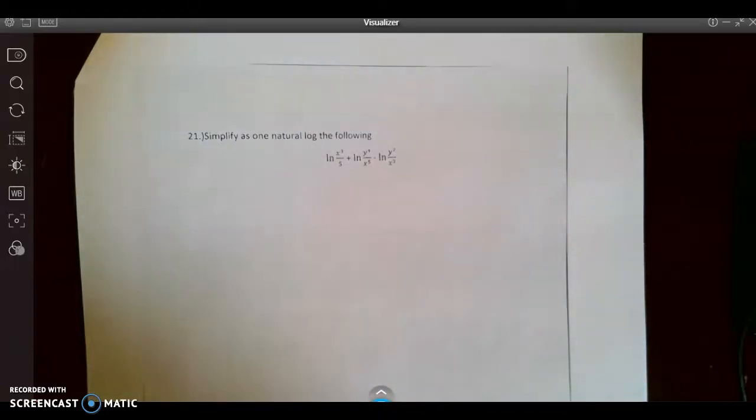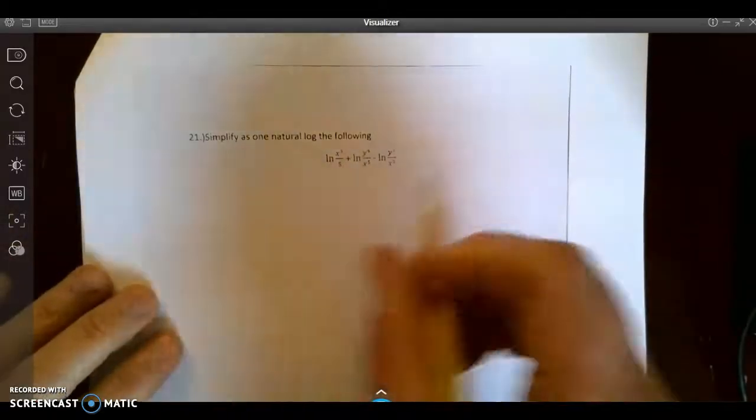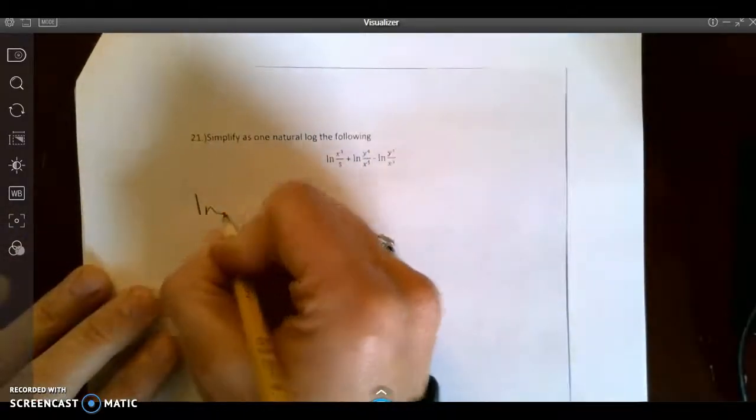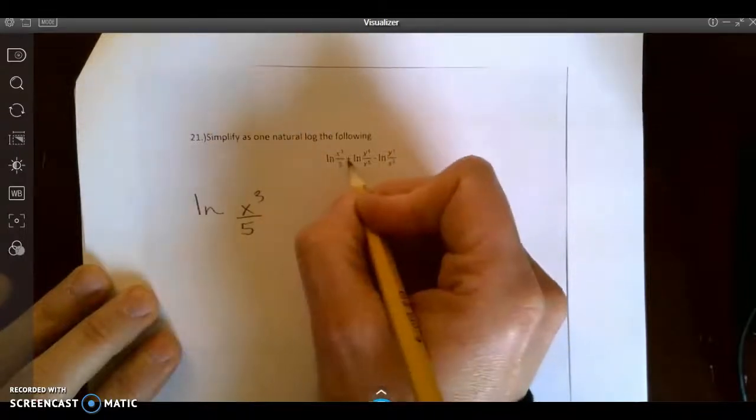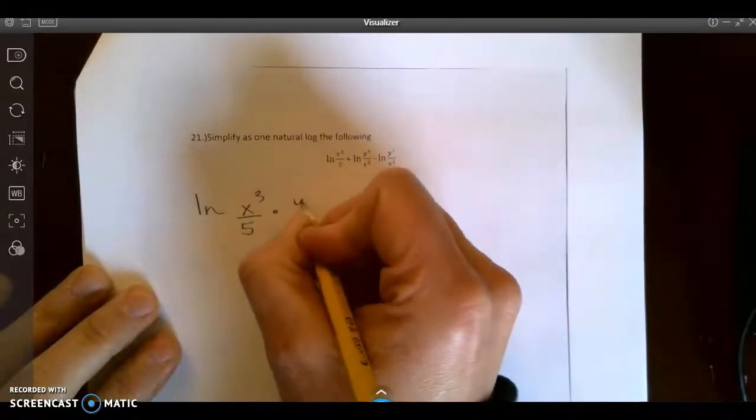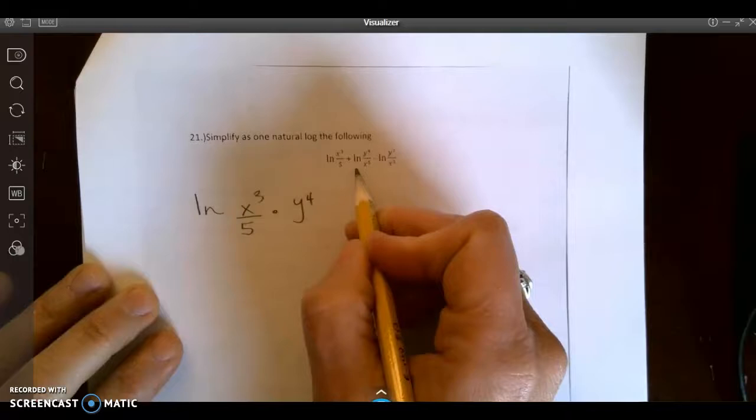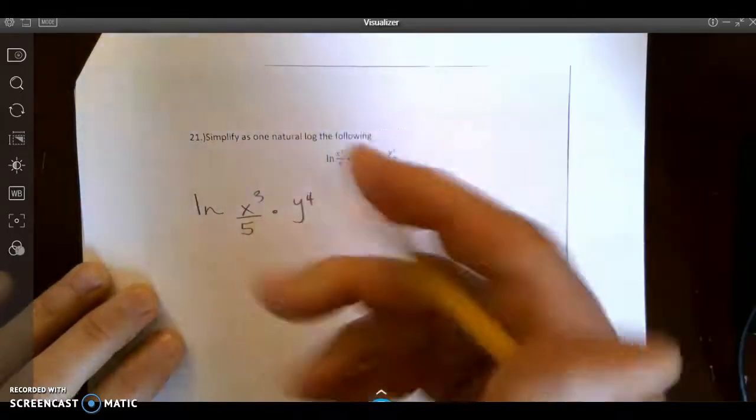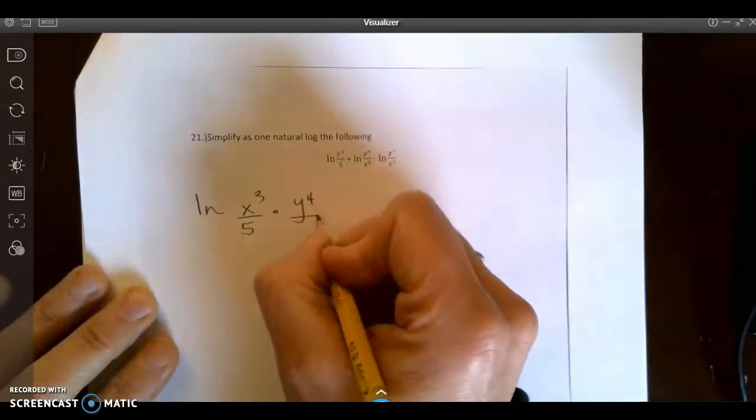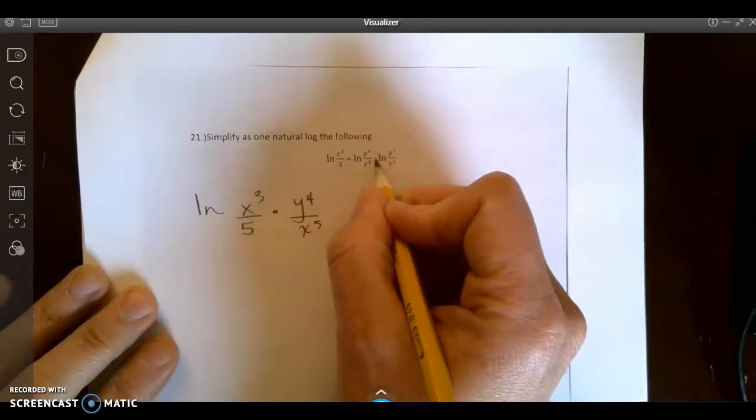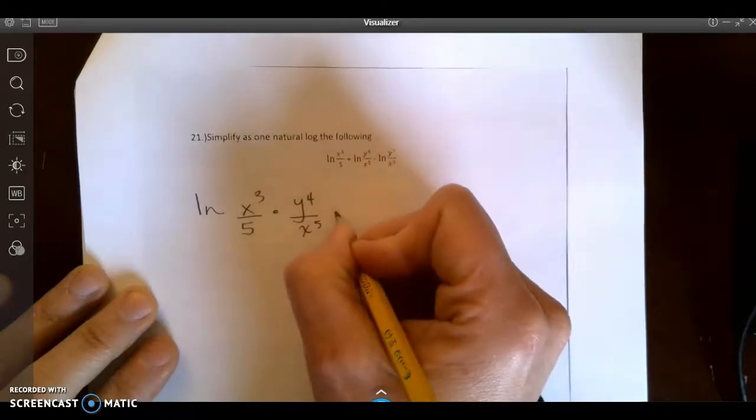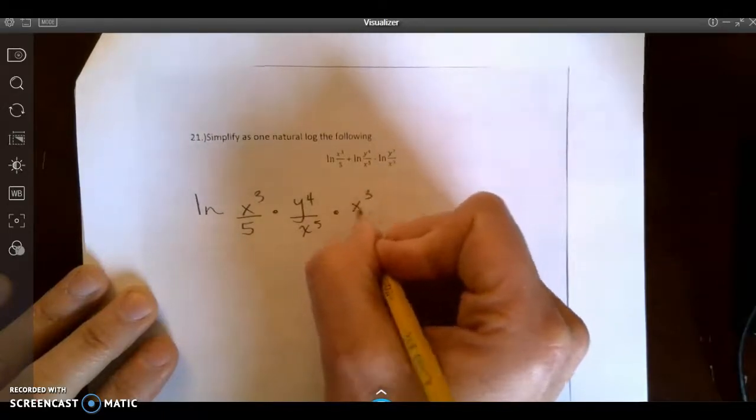It says to simplify as one natural log the following. So since they're all natural logs, we're going to do natural log of x cubed divided by 5. Addition means multiplication, y to the 4th. So in other words, this is expanded and we're condensing it. Divided by x to the 5th. Subtraction means division, and division is multiply by the reciprocal.